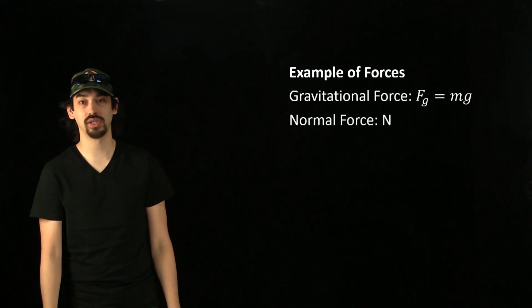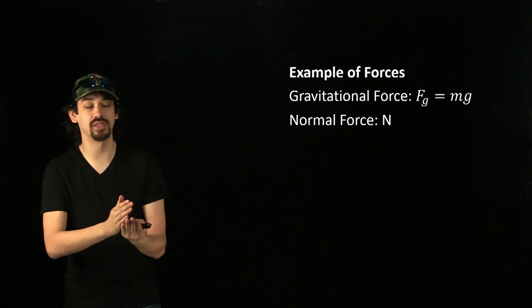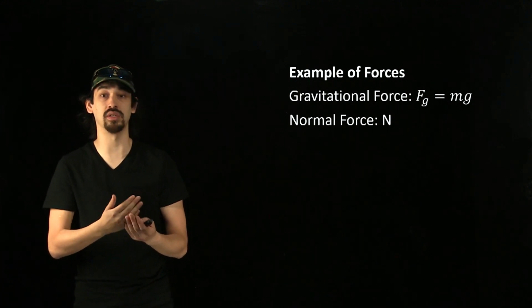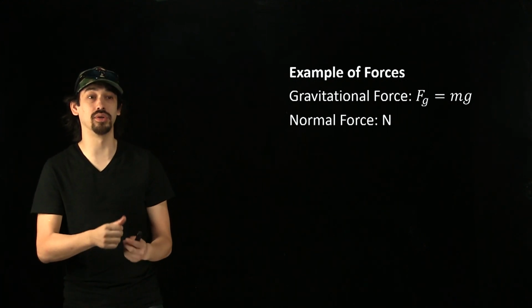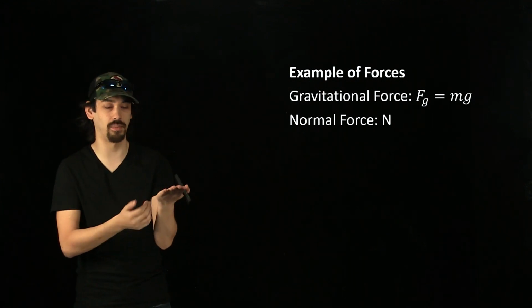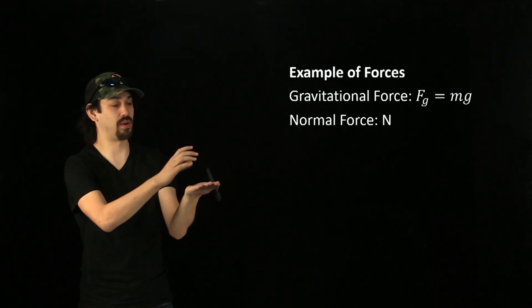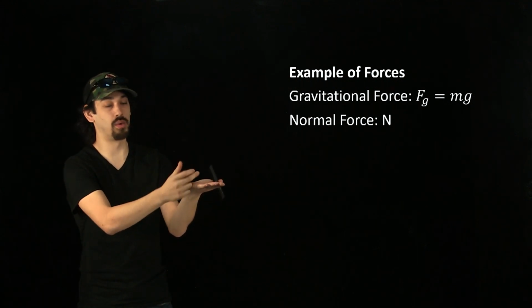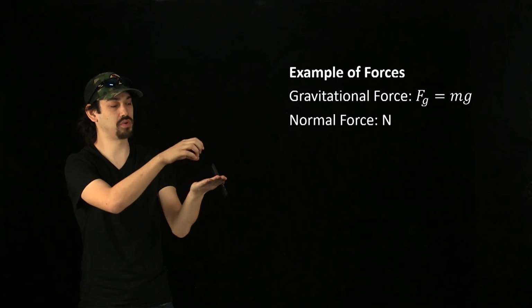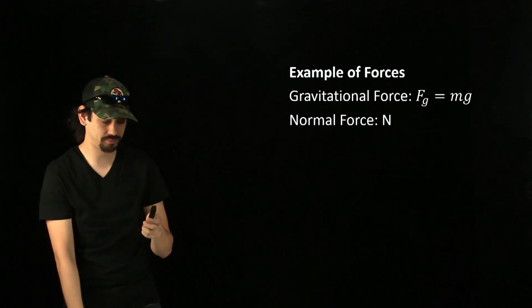Another common force is what's called the normal force. When you think about normal in the context of mathematics, normal means perpendicular. And that's exactly what a normal force is. It's a force that's perpendicular to a surface. So if you have some object, like a block, sitting in my hand right here, the normal force would be the contact force between my hand and the block such that it's perpendicular to my hand.